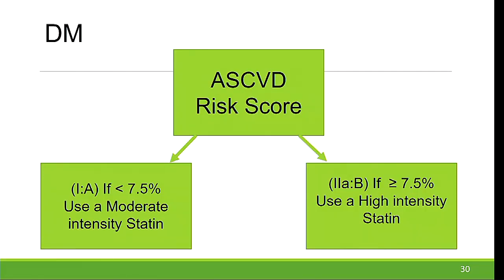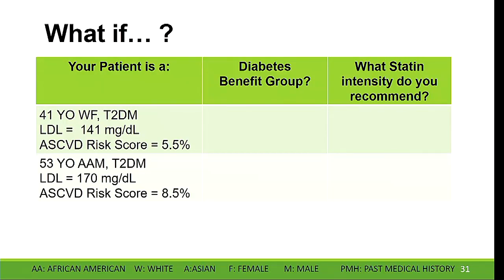All right. So, like I said, this group gets broken down by the ASCVD risk score. 7.5% is kind of the cutoff there. And then I've got a couple cases on this one too. So I've got a 41-year-old white female with type 2 diabetes. LDL is 141, and the ASCVD risk score is 5.5%. So do they meet criteria for this benefit group? Yep. And what level statin would you give them? Moderate? All right, that's correct. And the reason is because their ASCVD risk score is under 7.5%.